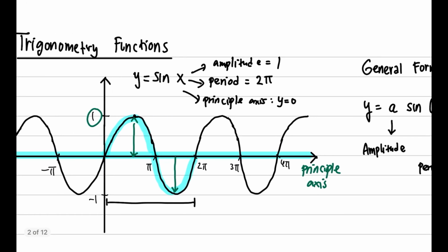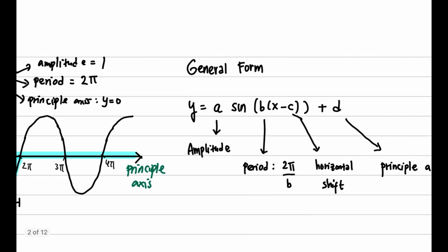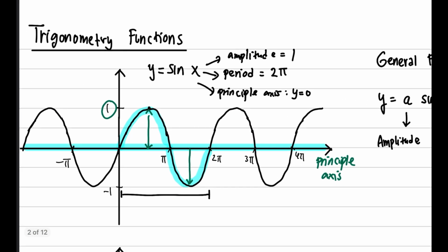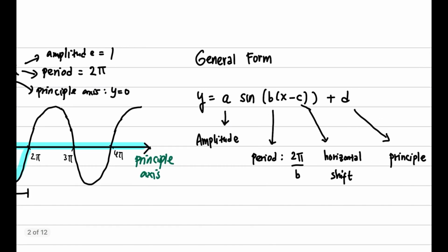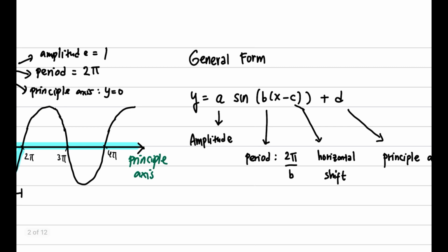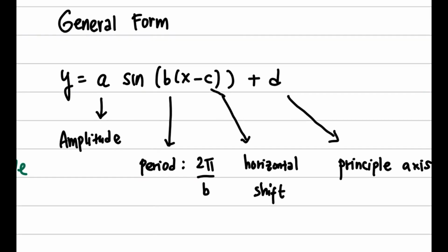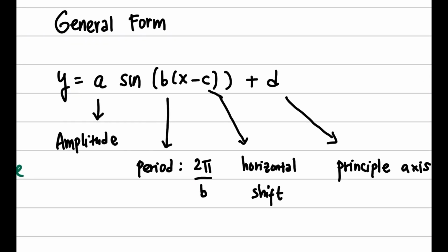Okay, now let's see the general form. This is only for y equals to sine x. But what if we do some transformations of function? We already learned that before in the function chapter, so we can apply it to our trigonometry function. This is our general form: y equals to a sine b in the bracket x minus c, plus d. The first one, a, we multiply the sine, which will affect our amplitude. So you can make the amplitude bigger by multiplying your sine with a value, or make it smaller.